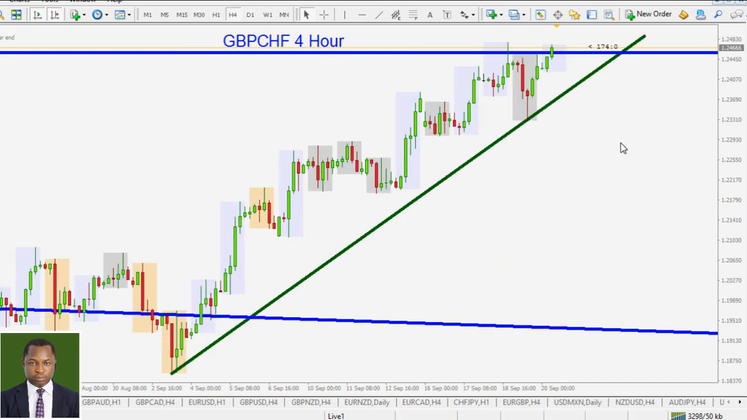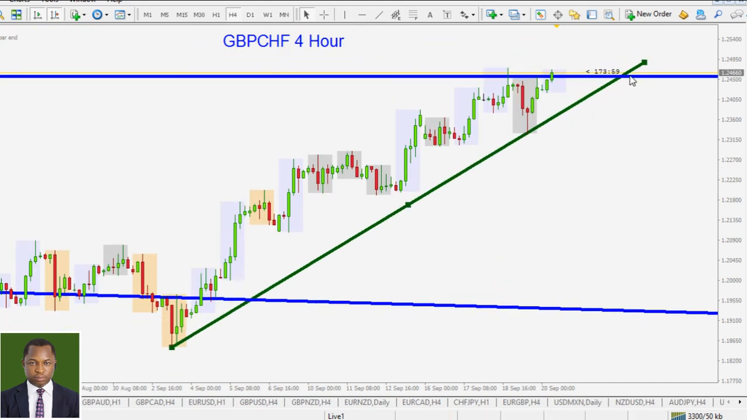But for me, I have zeroed my mind that until the end of this month, we may see the sterling pounds keep rallying, but you want to be very careful at their current levels because they are facing resistance.